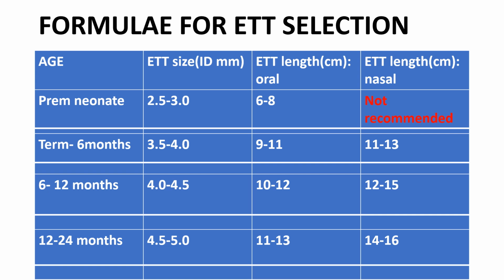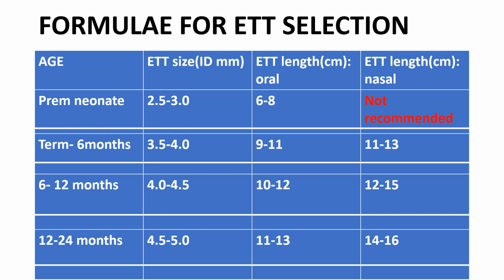In this slide, it is showing ETT selection. I've divided the table into four: the age, the ETT size with internal diameter in millimeters, the ETT length in centimeters for oral, and the ETT length in centimeters for nasal.